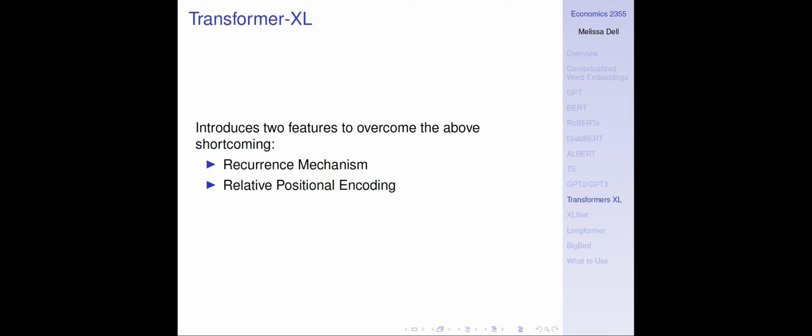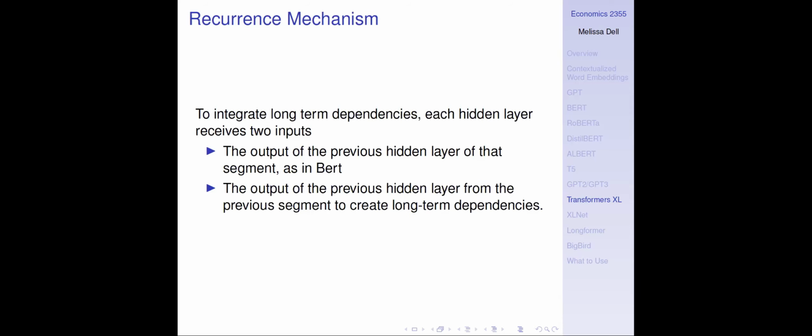The first one is called Transformer XL. It introduces two features to overcome this shortcoming. First of all, there is the recurrence mechanism. To integrate long-term dependencies, each hidden layer receives two inputs. It receives the output of the previous hidden layer of that segment, which is just the same as BERT. You're feeding these hidden states up the transformer stack, but it also receives the output of the previous hidden layer from the previous sequence segment.